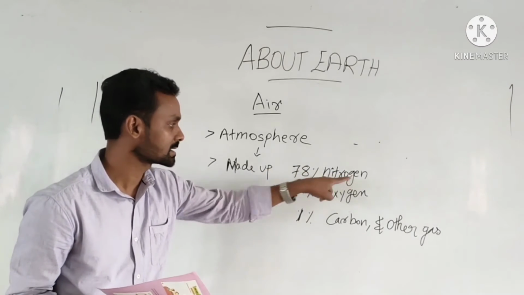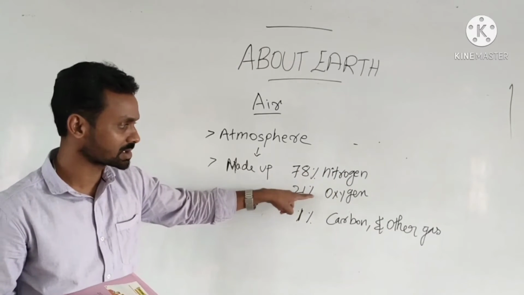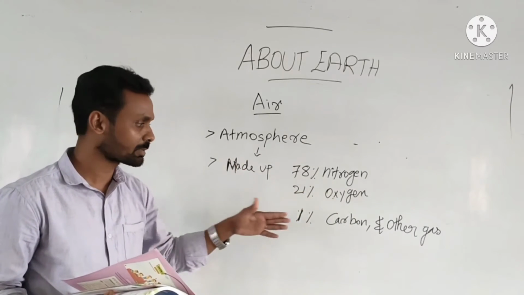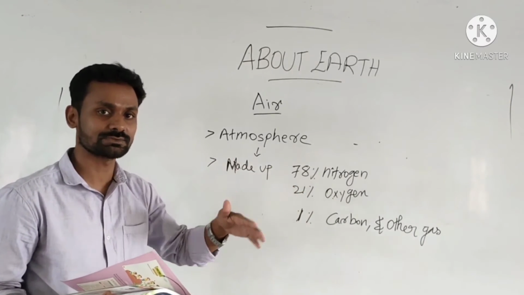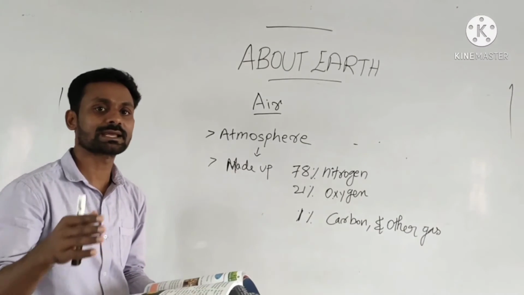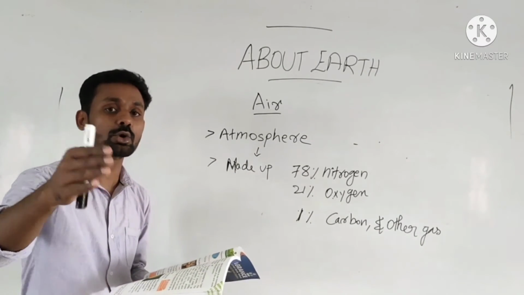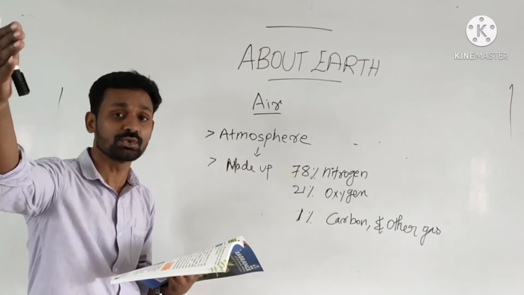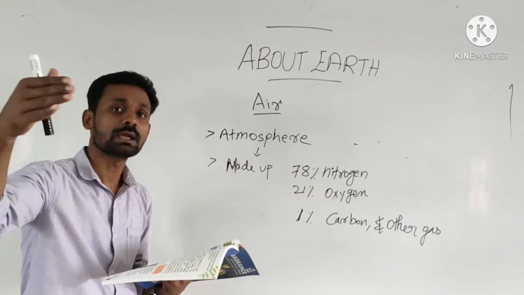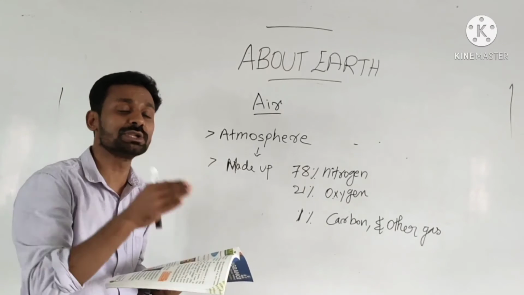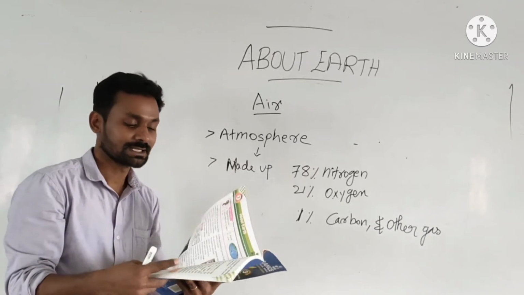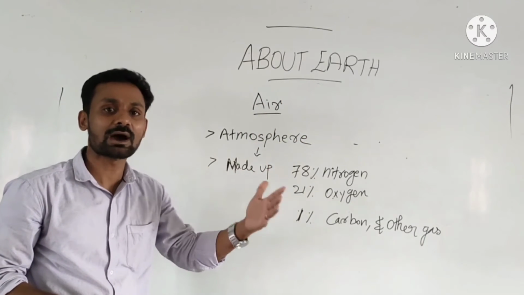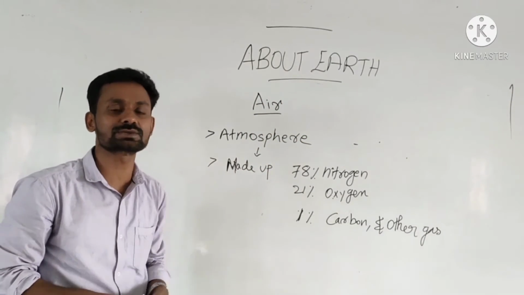78% nitrogen, 21% oxygen, and 1% carbon dioxide and other gases. Also, next it is telling that we are not too far from the sun. Our earth is not too far from the sun and not too near to the sun, so that the temperature which we get from the sun allows us to have life on this earth.